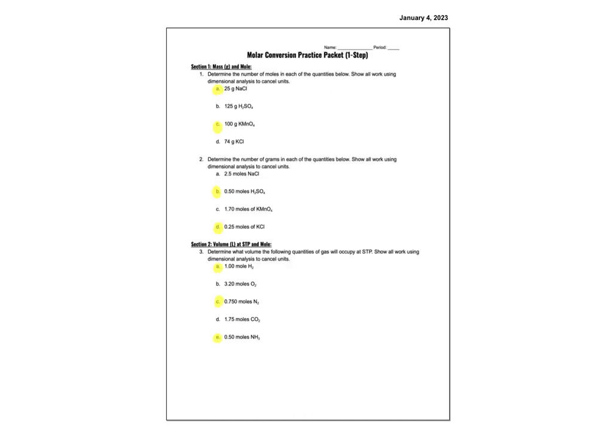All right, before we even get started, I want you to look at the white molar conversion practice packet, and then it says 1 step. You're not going to do every single problem on here, but let's circle the ones that we are going to do. So on the first page, you're going to do number 1A and number 1C. You're going to do 2B and 2D. And then on section 2, it starts with problem number 3. You're going to circle 3A, C, and E.